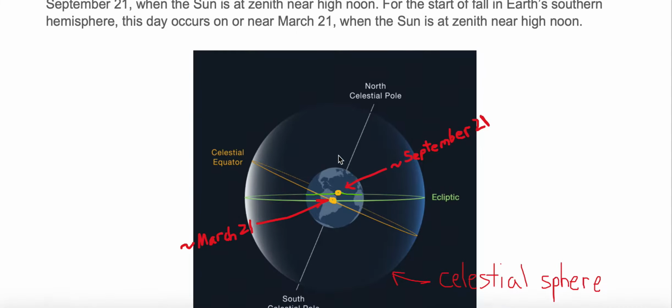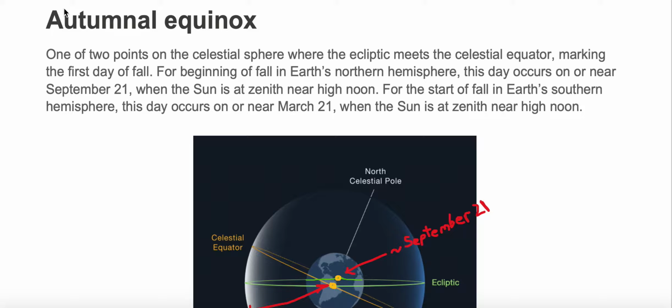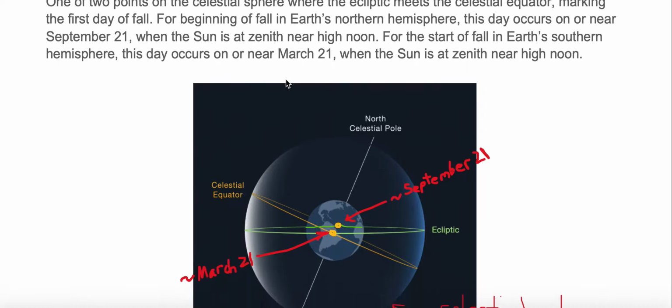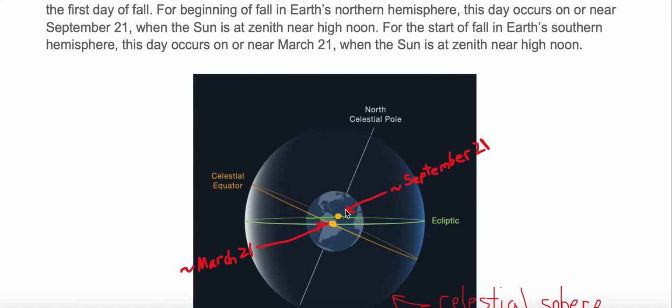Now, we're specifically talking about the autumnal equinox, which is the first day of fall, and that occurs in the northern hemisphere on or around September 21st, when the sun appears to be on the other side of the Earth. Now, in the southern hemisphere, this date occurs on or near March 21st, and the sun is on the opposite side of the Earth, or the appearance of the opposite side of the Earth.